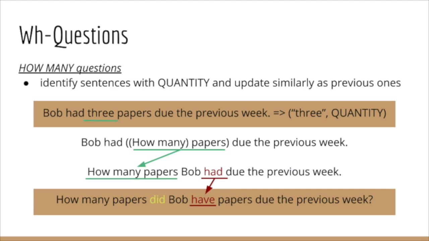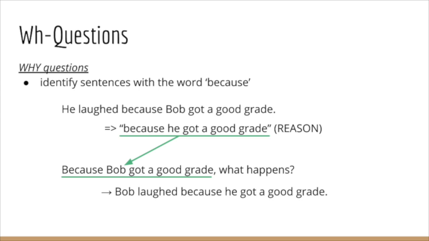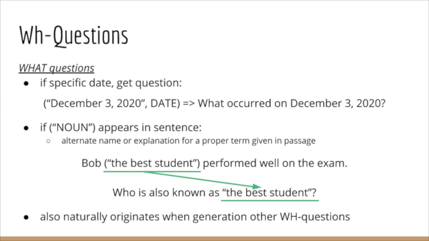Some other smaller categories we implemented in similar manners were how many questions, which we identified with quantity labels; why questions, which we identified with the word "because," a general reasoning for something; and what questions, which were also generated in other steps like when, asking what happened on a specific date, and alternate names or explanations for them.